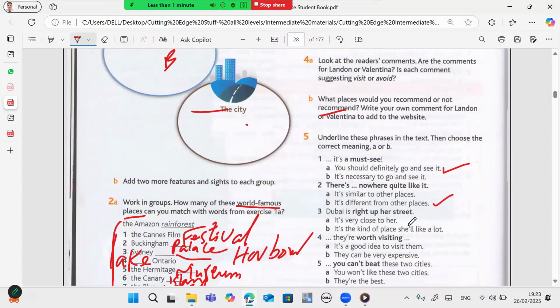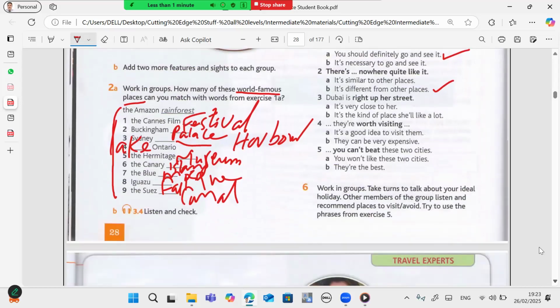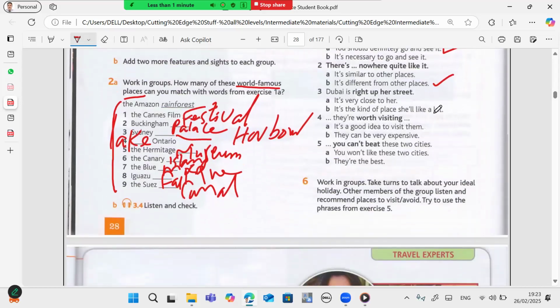Yes, it's different. طيب. Dubai is right up her street. Right up her street means B, yes. The kind of place you will like. They are worth visiting. What does it mean? يعني يستحقوا الزيارة. It's a good idea to visit them. You can't beat these. Exactly. They are the best.